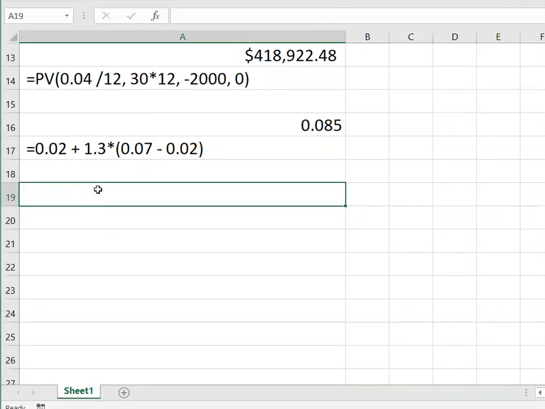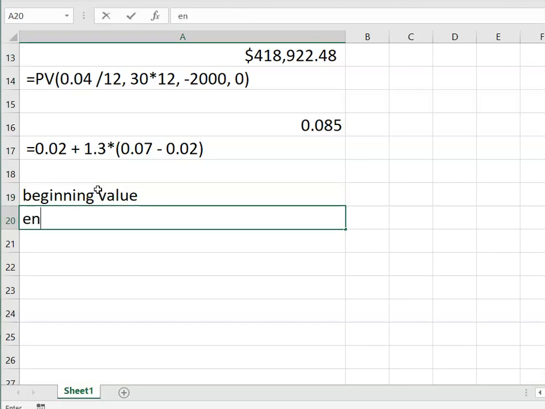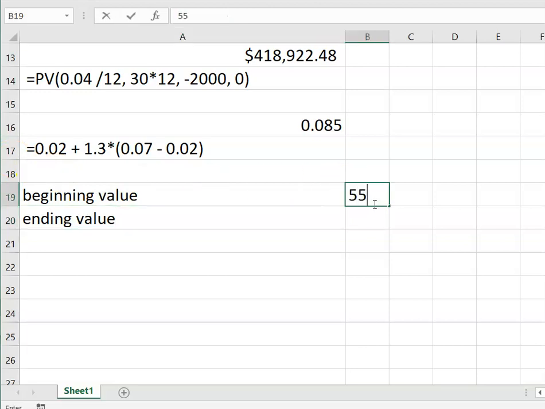Now I'm going to start out by looking at the holding period return. The holding period return, you'll recall, was we're trying to measure what our return was over a particular period of time. So let's suppose we have a beginning value, we have an ending value. Let's suppose our beginning value is 55 and our ending value went up in price, it's 62.